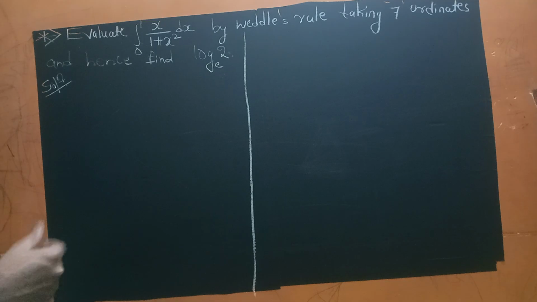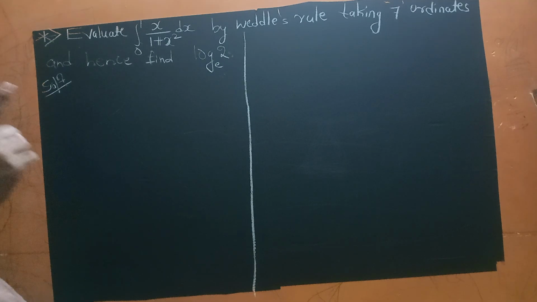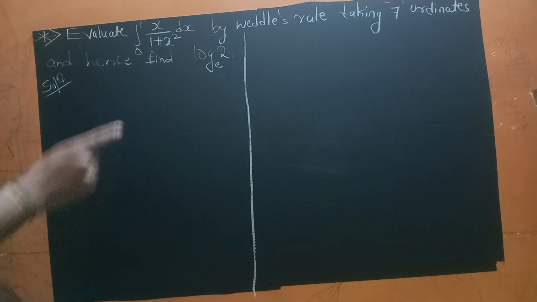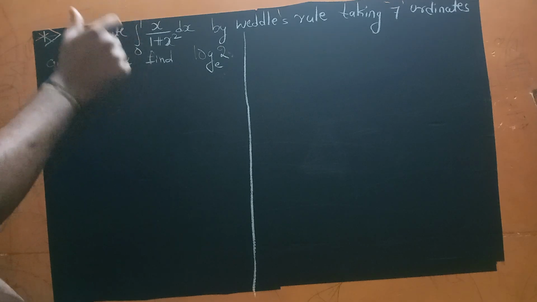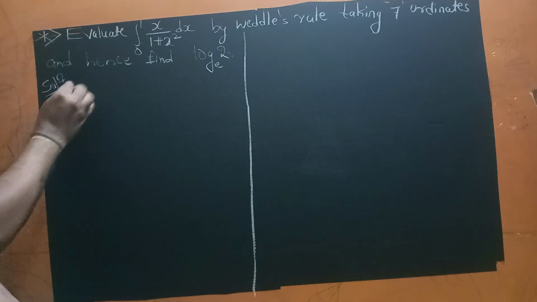Some students will have the confusion that whatever number is given, they will treat it as n. But that is wrong. n is nothing but strips, whereas ordinates means points. Okay, so first you write the given data.